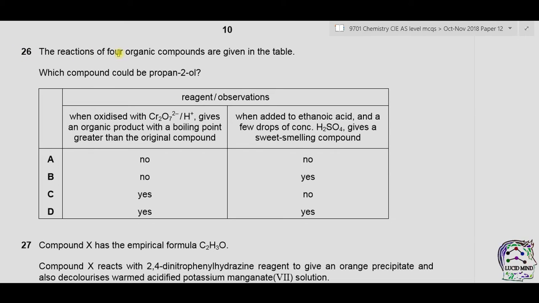Question 26. The reactions of 4 organic compounds are given in the table. Which compound could be propane-2-ol? We have the reagent and observations. Reagent is oxidation with acidified dichromate to give an organic product with a boiling point greater than the original compound. And second one, the reagent is ethanoic acid and few drops of sulfuric acid to give sweet smelling compound. Now propane-2-ol is the one in which we have 3 carbon atoms, and as it is alcohol, so we have OH.